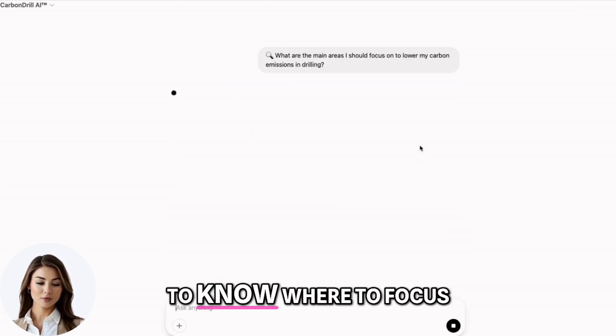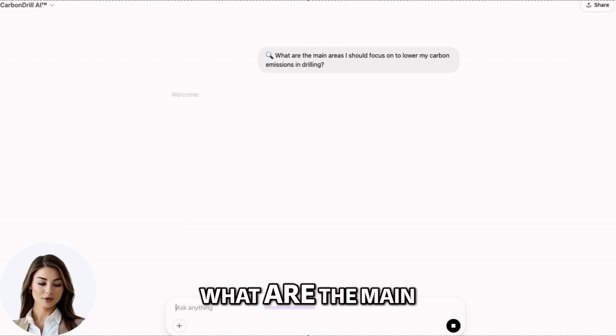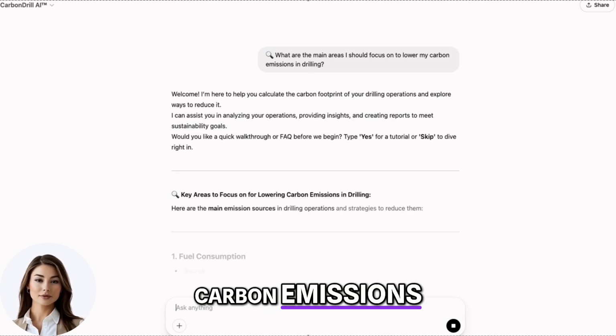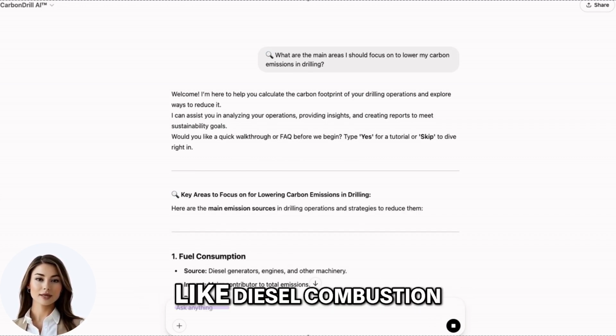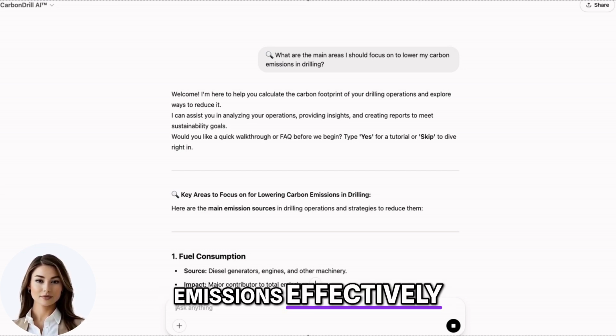And if you want to know where to focus, try, "What are the main areas I should focus on to lower my carbon emissions?" CarbonDrill identifies your biggest contributors, like diesel combustion, flaring, and logistics, and where to cut emissions effectively.